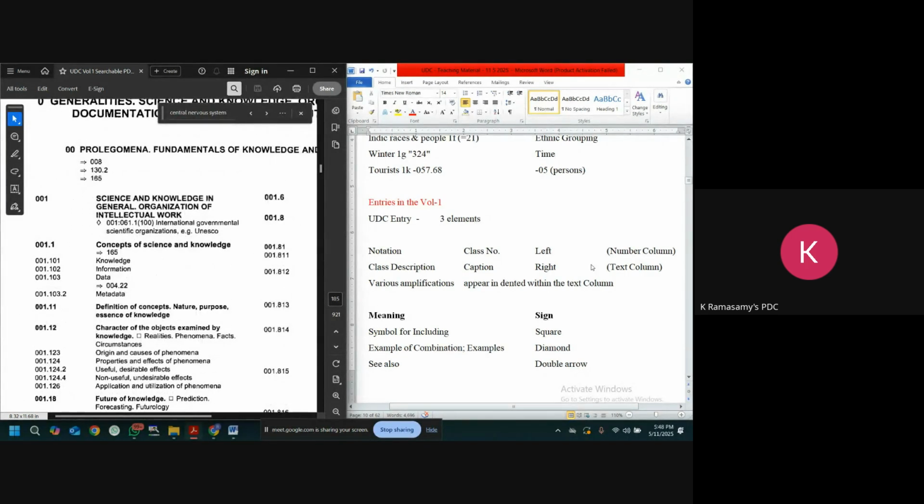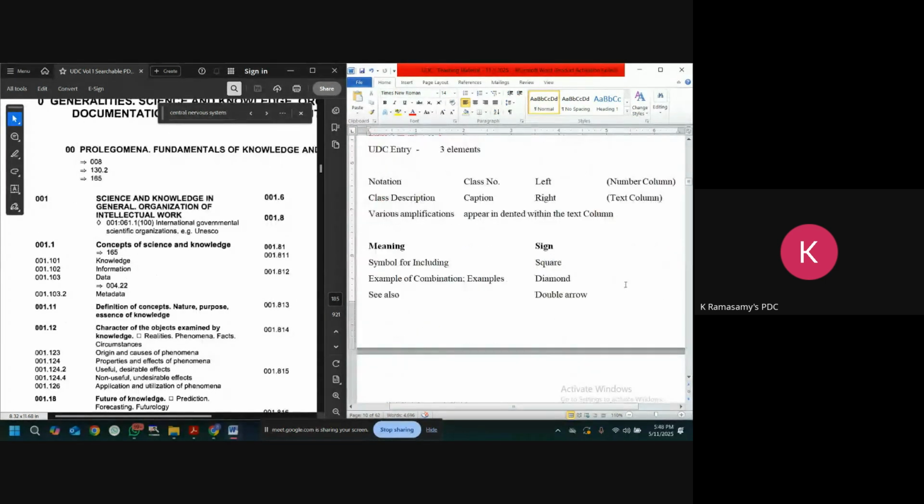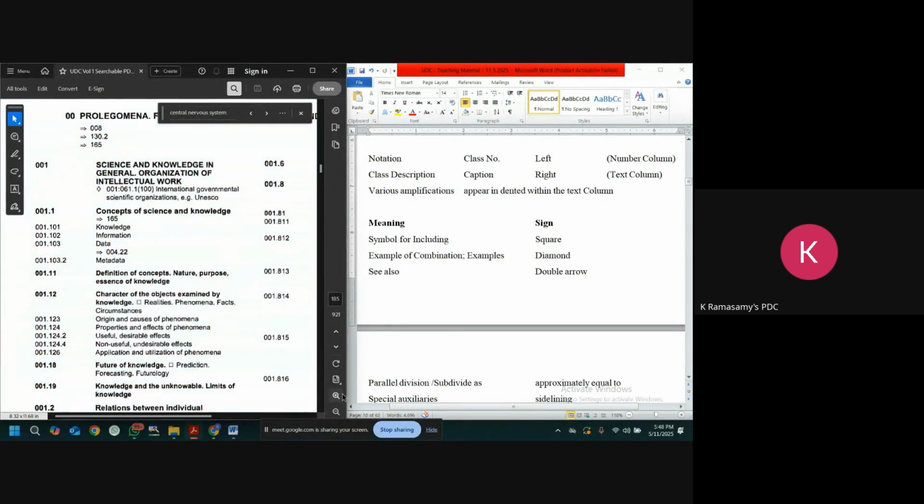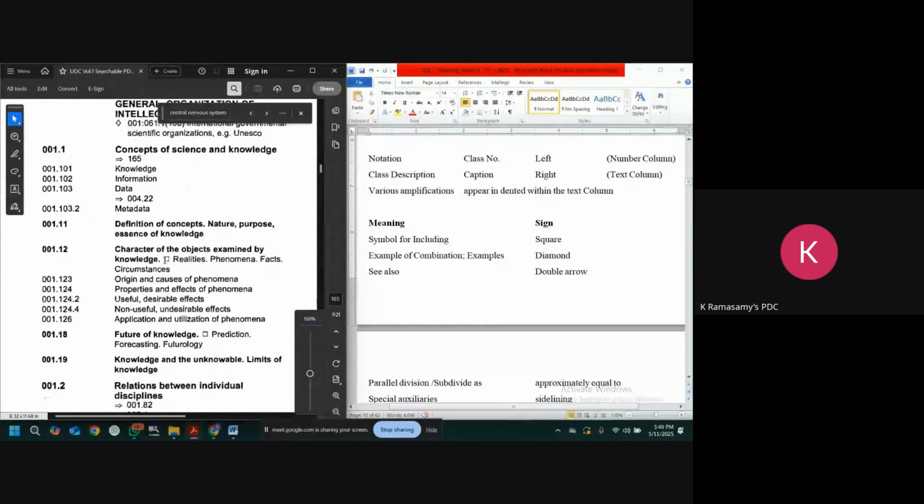Okay, so here you can see the number column and the text column. Now and then they have given some symbols. Those symbols have some meaning and they tell you something. For example, the symbol for including. You can see one square symbol. Square symbol means including. Do you see a square symbol here? You can see here 001.12 character of the objects examined by knowledge. Here one square symbol is there. It means that if you want the number for realities, phenomena, facts, circumstance, you have the same number.